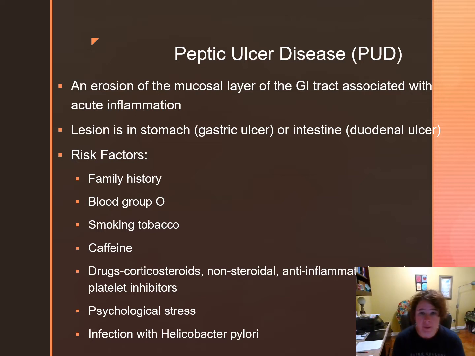If your family has a history of gastric ulcers, you're more at risk for having gastric ulcers. Blood group O, smoking, tobacco, stress, and then of course infection with Helicobacter pylori. There's a couple of different medication classes that are always on my brain whenever I think about someone who comes in telling me that they've got this gnawing pain in their abdomen or in their stomach. I think about corticosteroids. I think about non-steroidal anti-inflammatories, also known as NSAIDs, and then I think about my platelet inhibitors. So if a patient's on any of these medications, it puts them at risk for developing an ulcer.